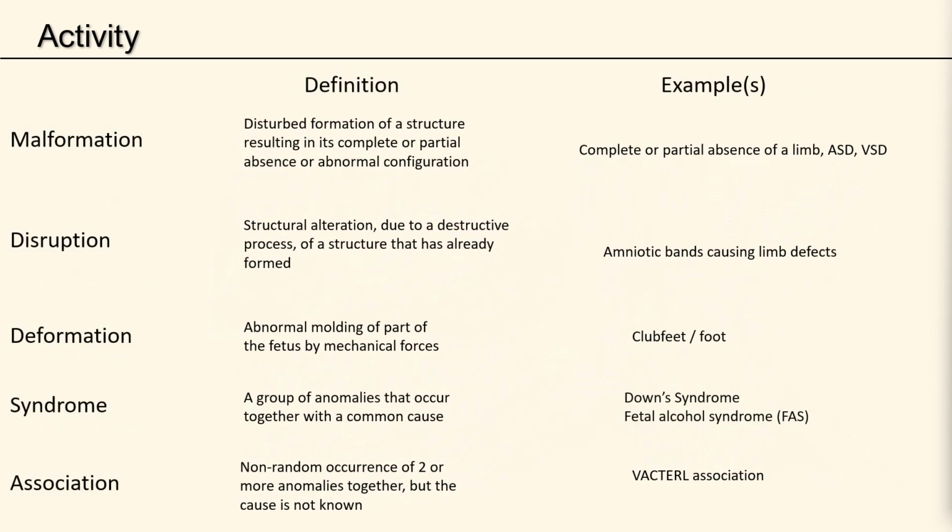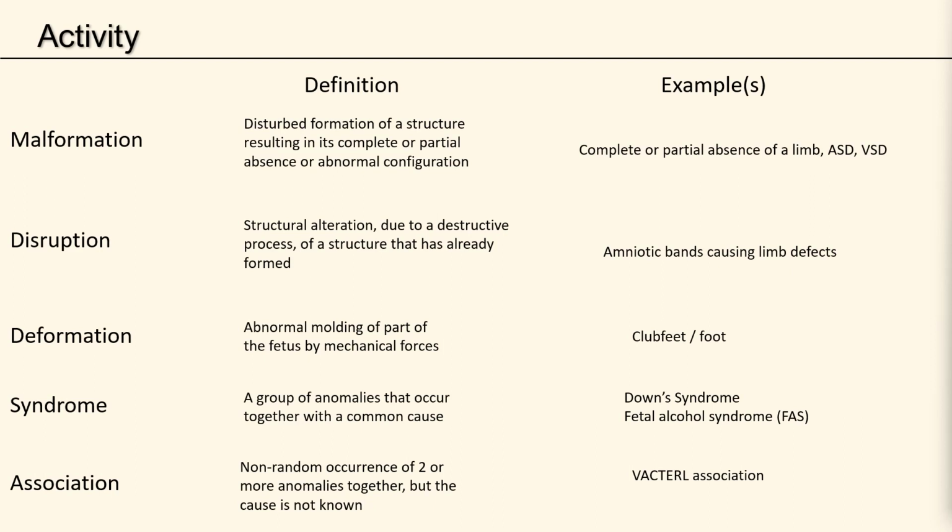So to summarise what we have seen, a malformation is disturbed formation of a structure resulting in its complete or partial absence or abnormal configuration. An example of this can be seen in the complete and partial absence of a limb or in atrial or ventricle septal defects. A disruption is the structural alteration due to a destructive process of a structure that has already been formed. So this example can be seen in amniotic bands which cause limb defects.